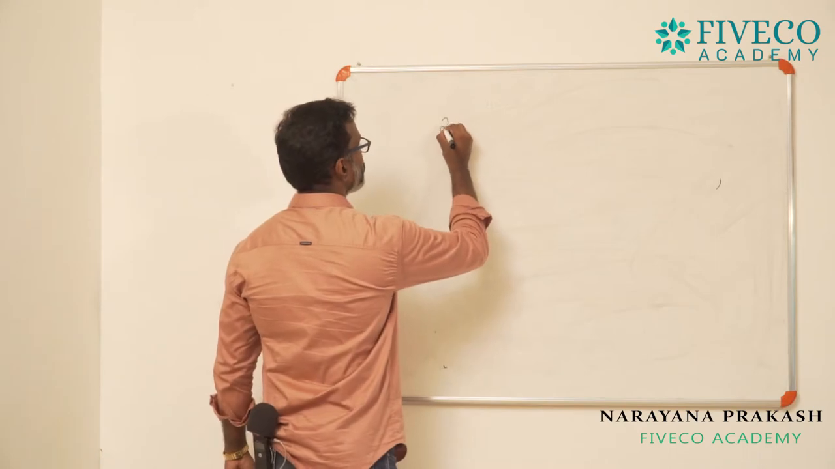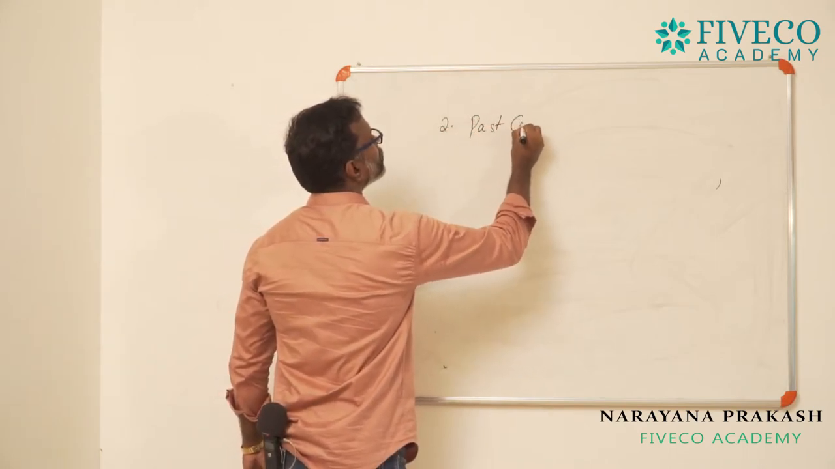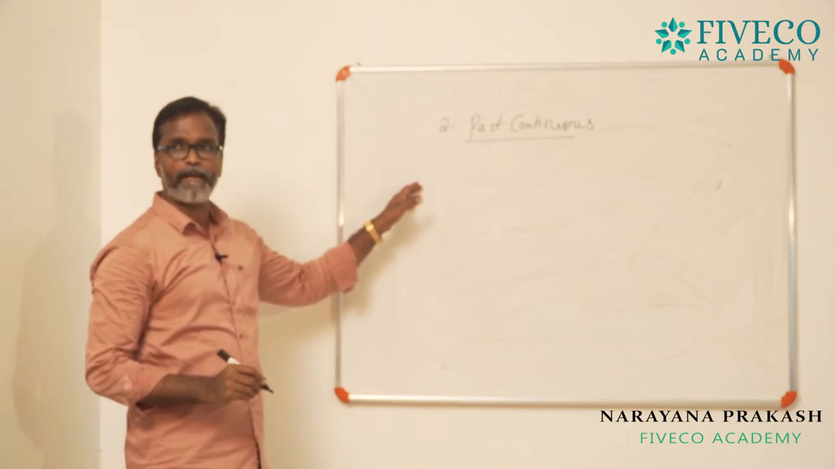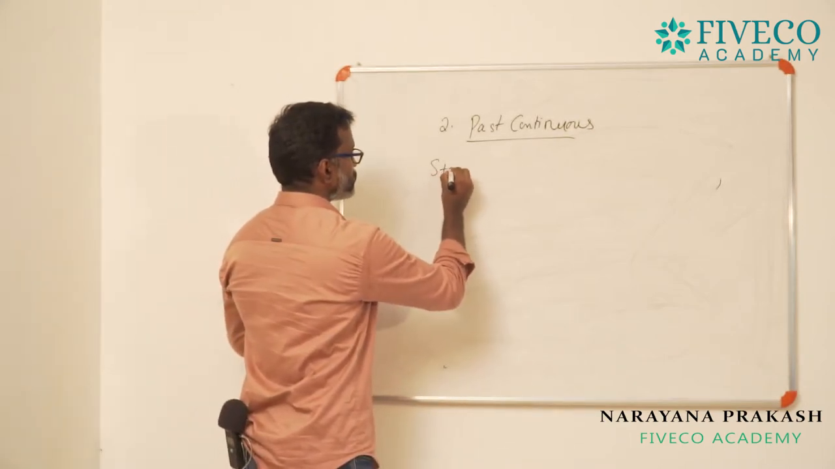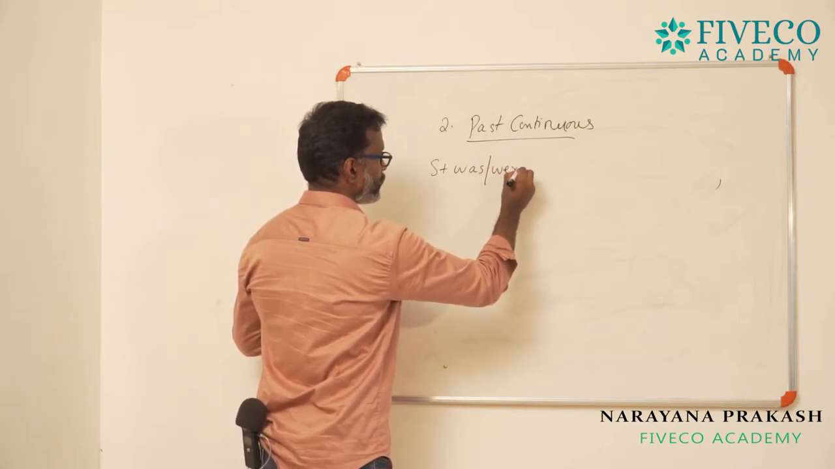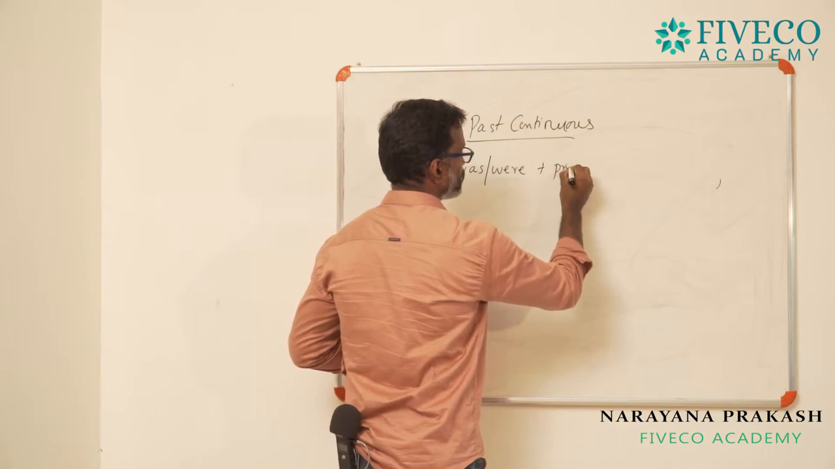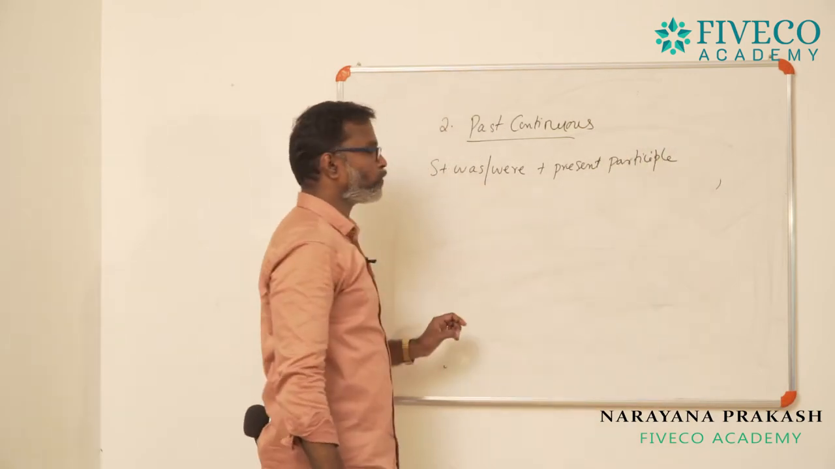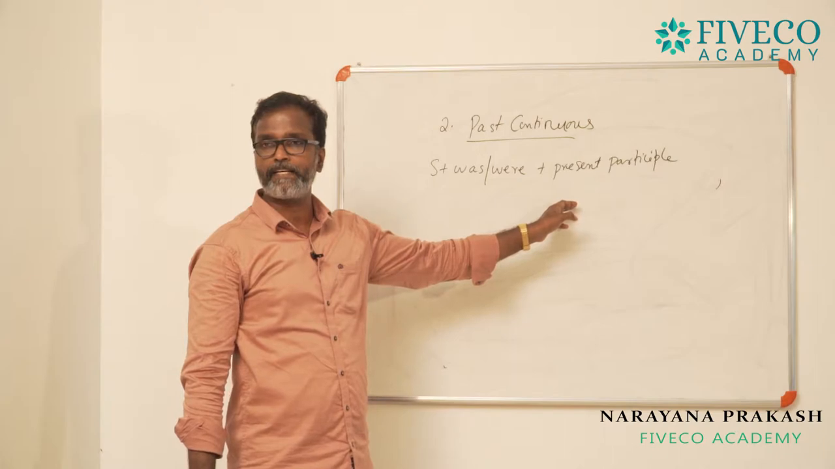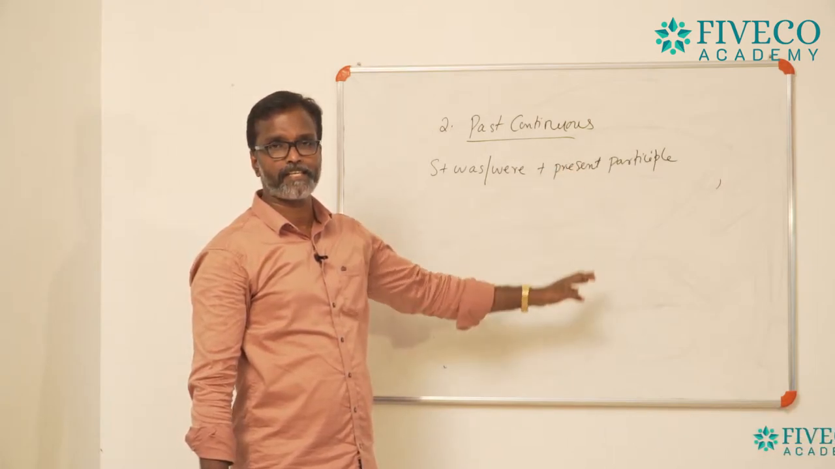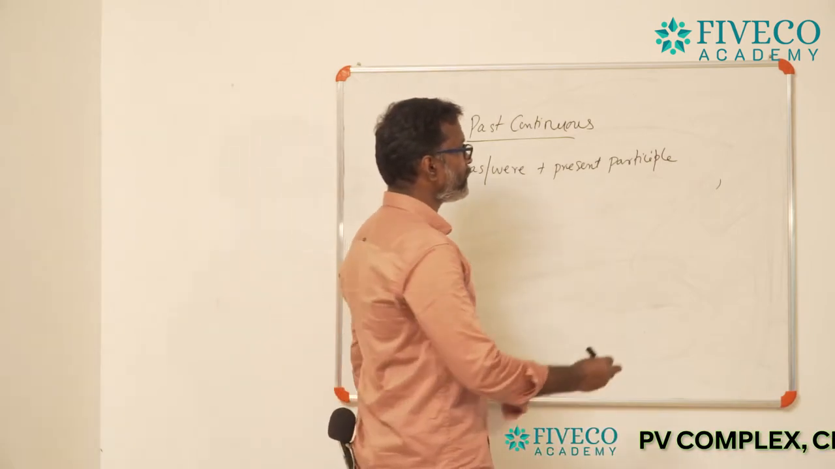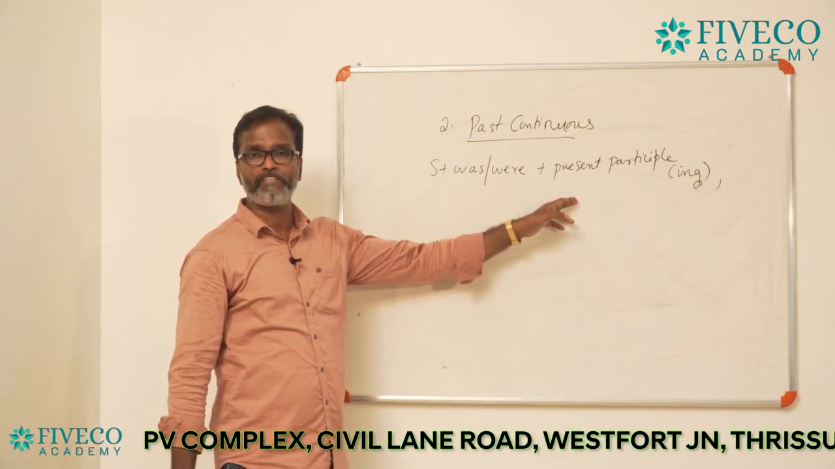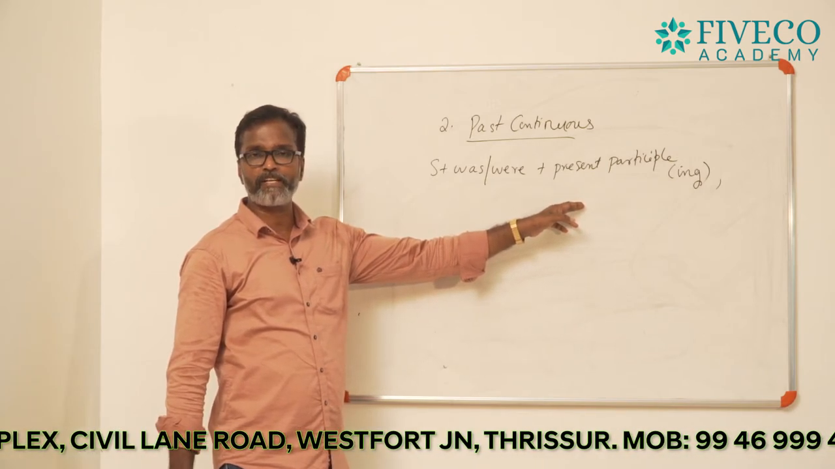Next one, past continuous. It has got a formula: subject plus was or were plus present participle. You know what is present participle? This technical term is coming repeatedly in several tenses. Present participle is the ing form. When you use an ing form along with a verb, it makes the action a continuous one.